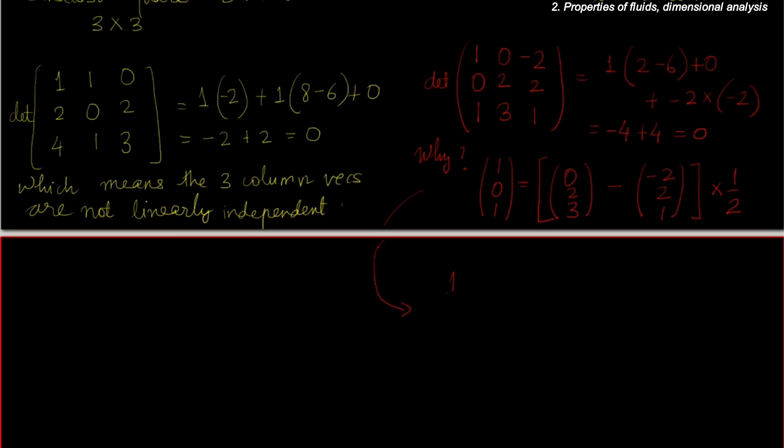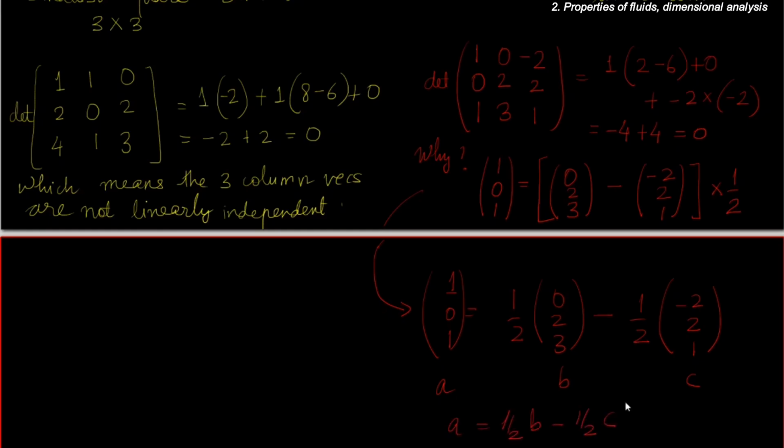So if I call the first column A, the second column B, and the third column C, A will be equal to half of B minus half of C, which is to say that it is in fact a linear combination with weights equal to half and minus half.